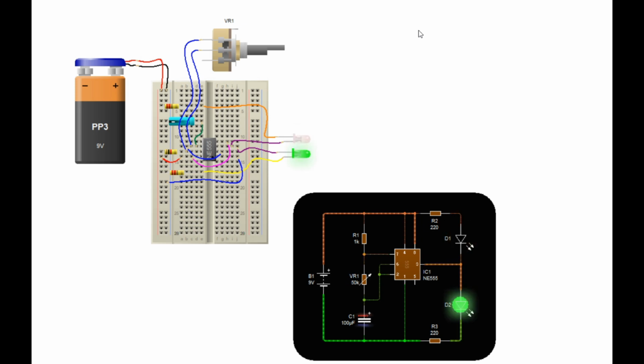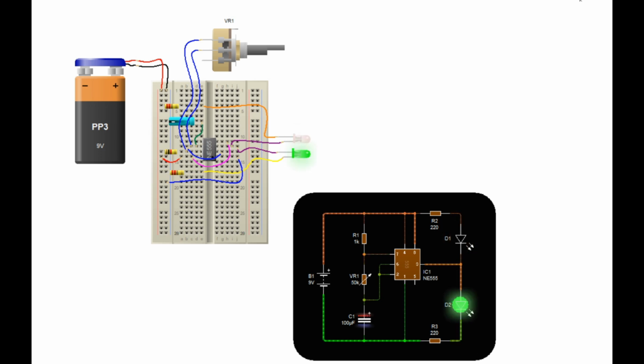Applications of the Astable Multivibrator. The Astable Multivibrator using the 555 timer has a wide range of applications, including 1. LED flashers. The circuit can be used to flash LEDs at a specific frequency. 2. Tone generation. By connecting a speaker to the output, the circuit can generate audible tones. 3. Clock signals. The square wave output can be used as a clock signal for digital circuits.